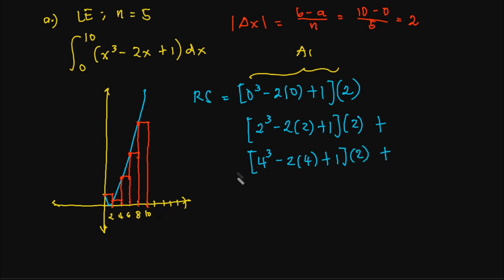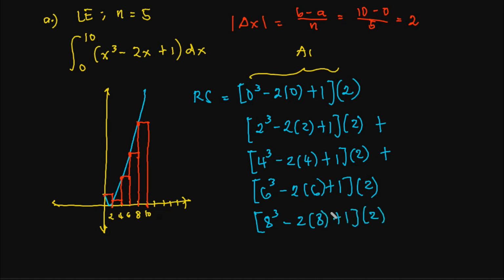And then you add 8. So 8 cubed minus 2 times 8 plus 1, then times 2. So we have, I think I forgot 6. So gawin natin itong 6 muna. 6, and then lastly, we have 8 cubed minus 2 times 8 plus 1.